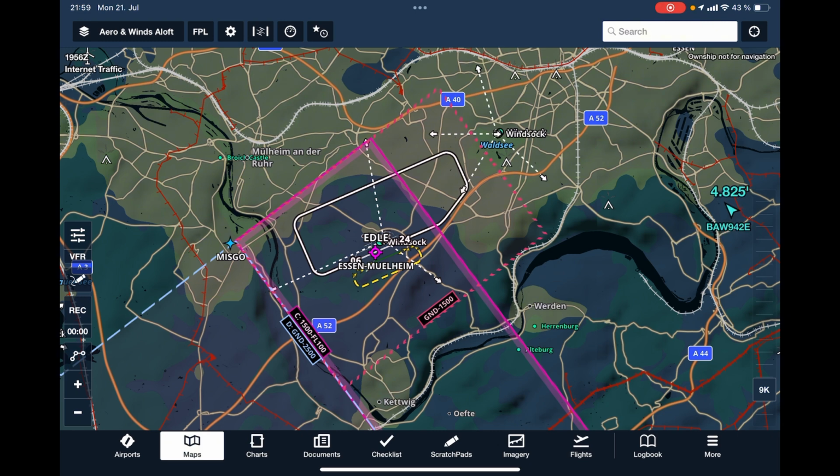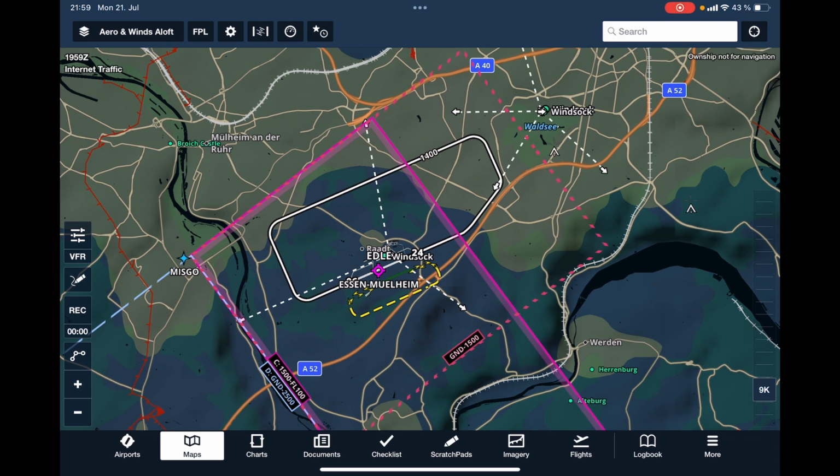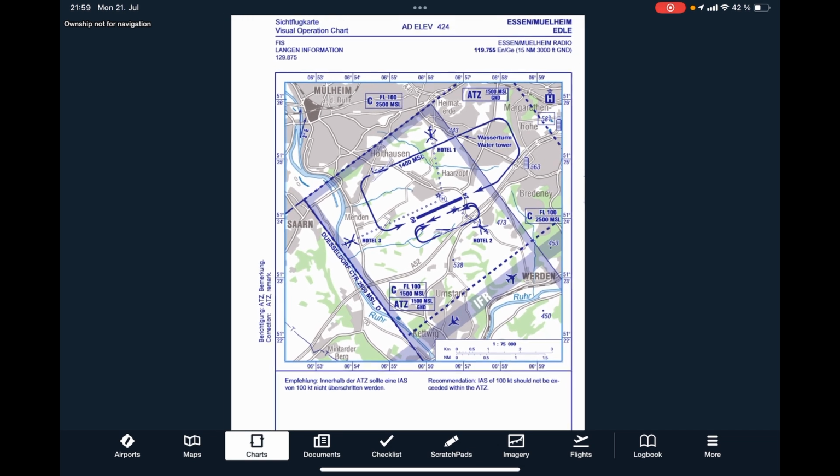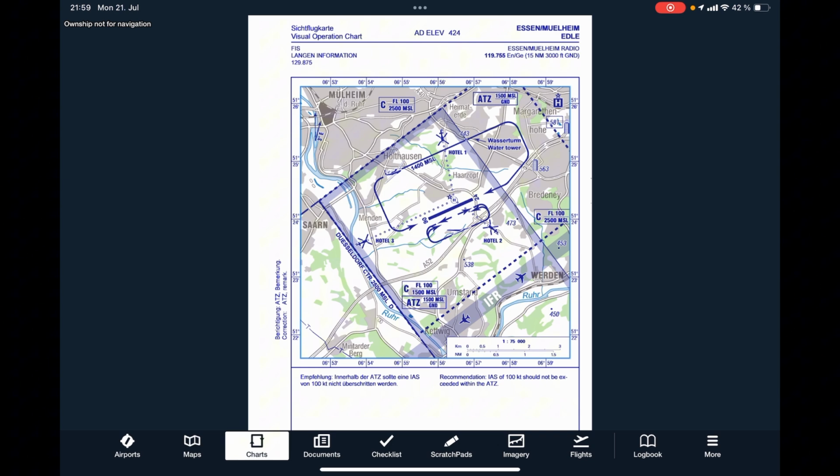But first, I fly at Echo Delta Lima Echo, which is the Essen-Mulheim airport in Germany. The first thing, I will take you through the visual operation chart of Essen-Mulheim. The field elevation is 424 feet, which means that we have a traffic pattern at 1400 feet.